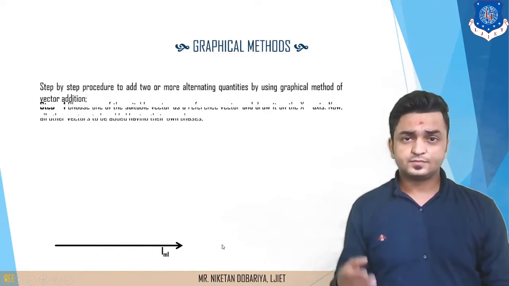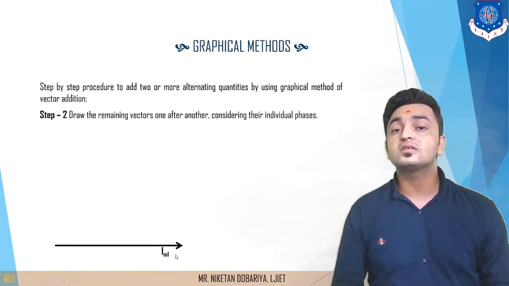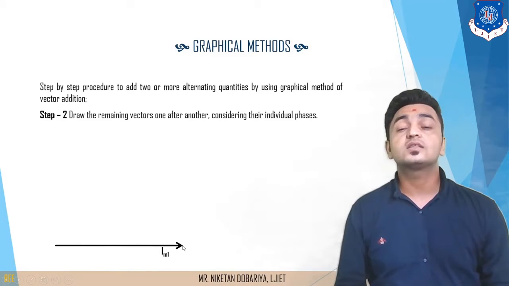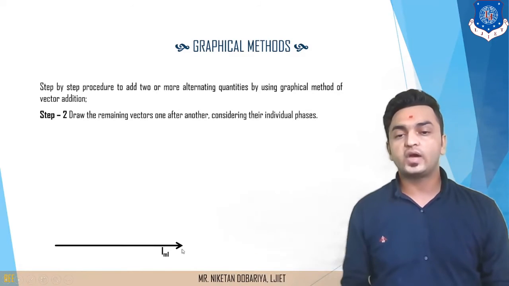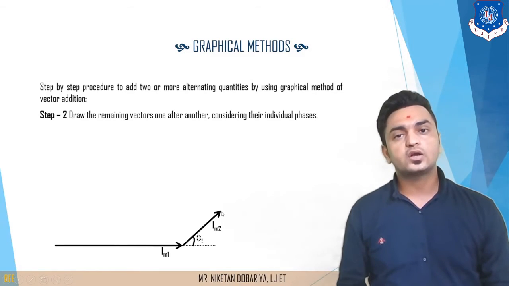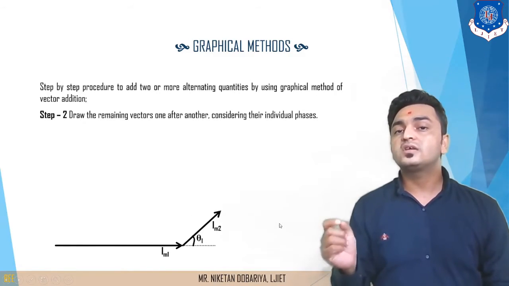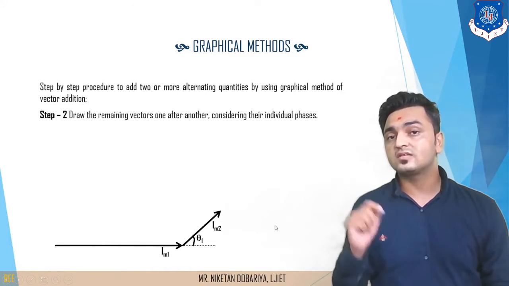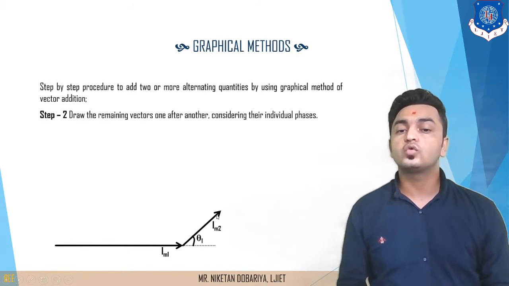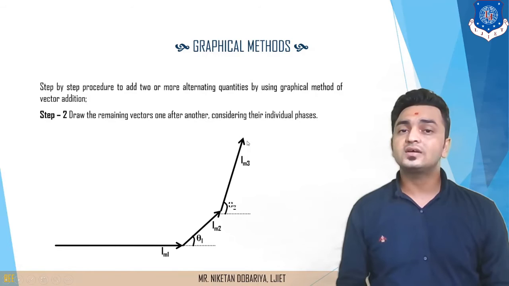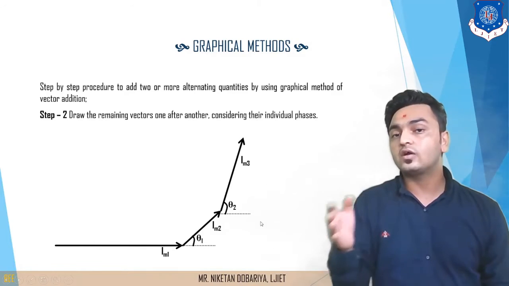Now we consider the second vector, and that is going to be plotted on the tip of the previous vector. So we start the second vector from this point of the previous vector. Here we plot this second vector. Again, in the same way, we add another vector from the tip of the previous vector, which is now the second. We plot the third vector from this point, so the third will be drawn over here, and every time we consider their own angle or their own phase.